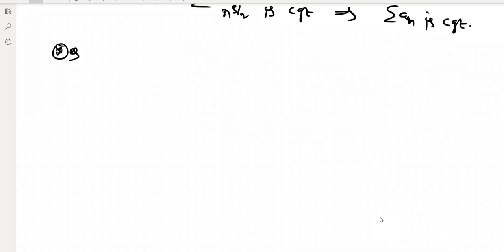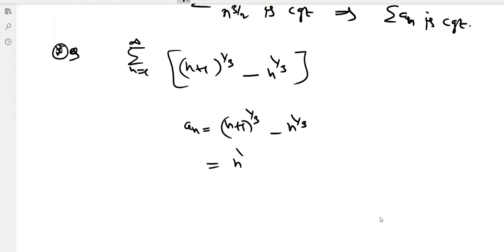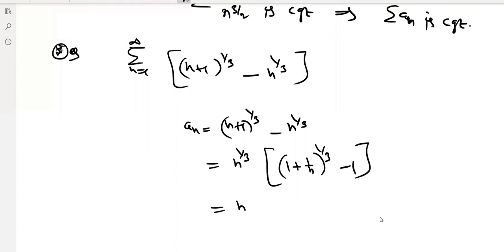Suppose you're given this problem, summation n equals 1 to infinity, n plus 1 whole power 1 by 3 minus n power 1 by 3. Here the power is 1 by 3, whereas with 1 by 2 we did rationalization. Therefore, what you do is that this is n plus 1 whole power 1 by 3 minus n power 1 by 3. So take the biggest power common out. This is exactly n power 1 by 3 times 1 plus 1 by n whole power 1 by 3 minus 1, right?